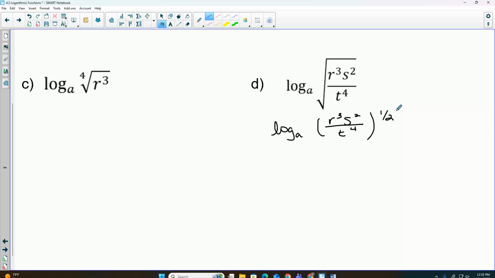Okay, then think about exponent rules. What would you do with that 1/2? We could distribute that through, so we would have log base A, power to a power you multiply, so that's r to the 3/2, s, 2 times 1/2 is 1, t, 4 times 1/2 is 2.